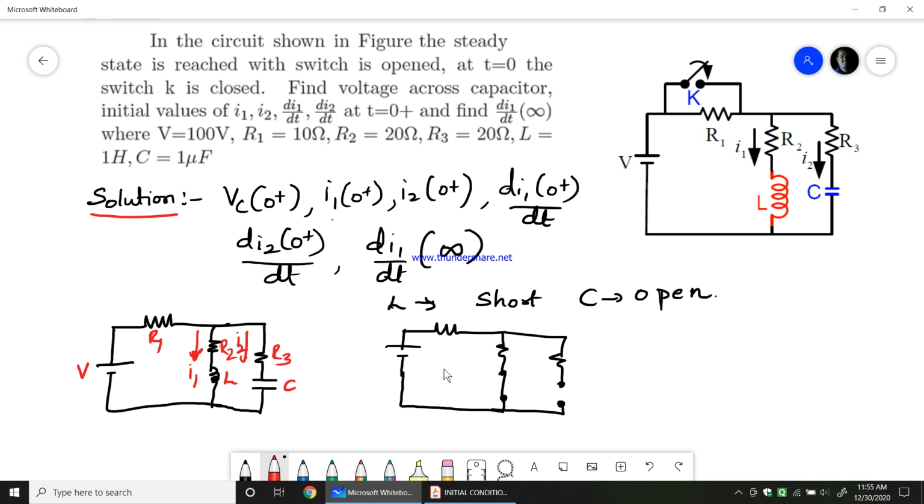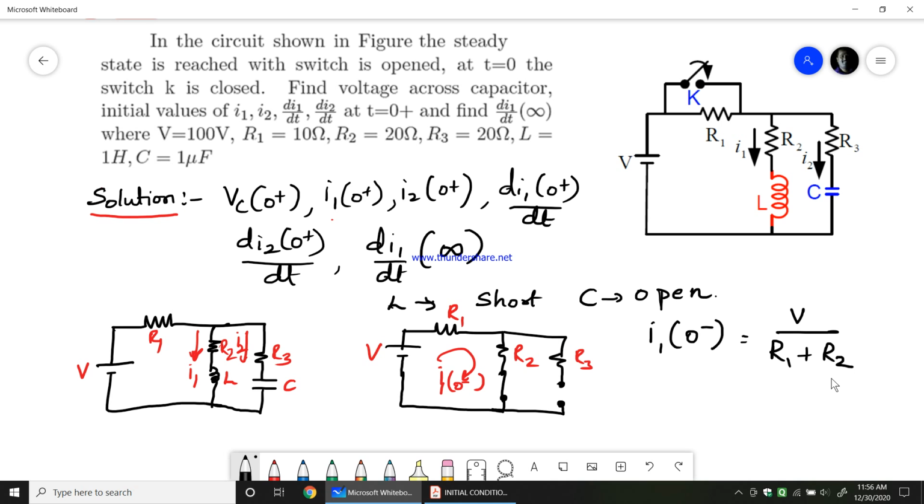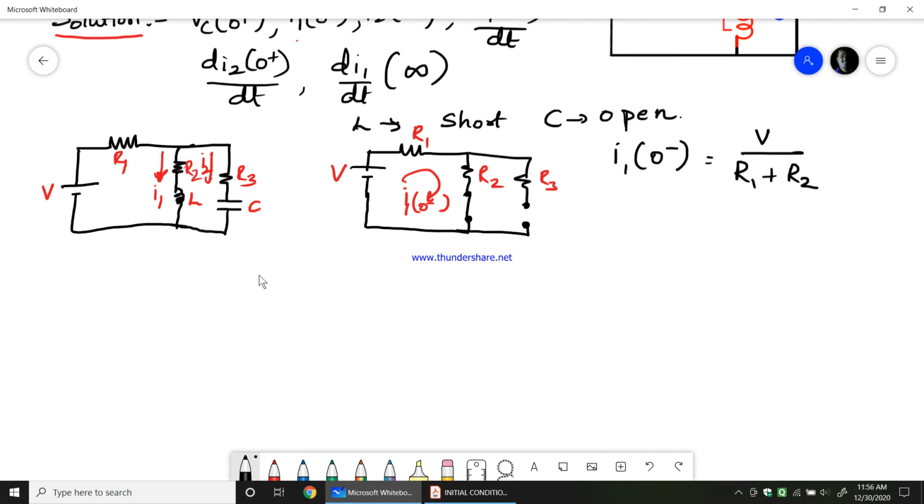So therefore this would be I1 of 0 minus, with R1, V, R2 and this is R3. So therefore we can say I1 of 0 minus would be equal to total voltage V divided by, now as this is short and this is open, both R1 and R2 will now be in series. Therefore I can say R1 plus R2.